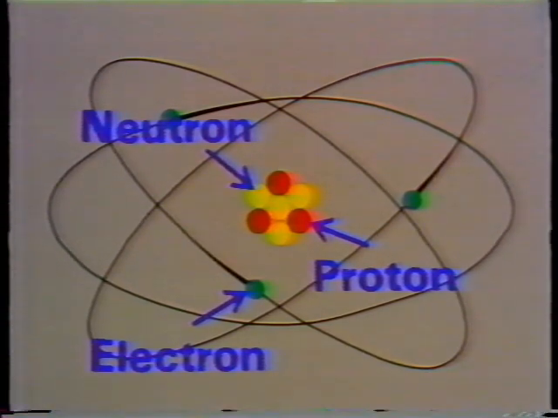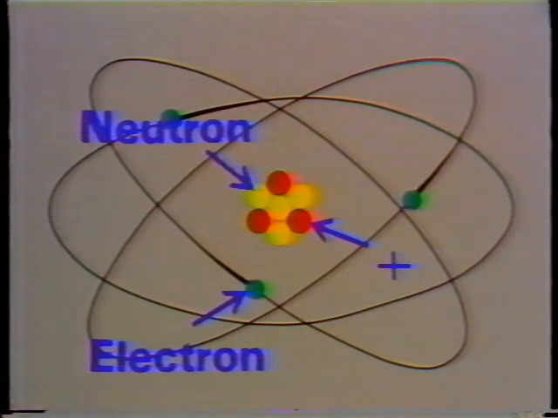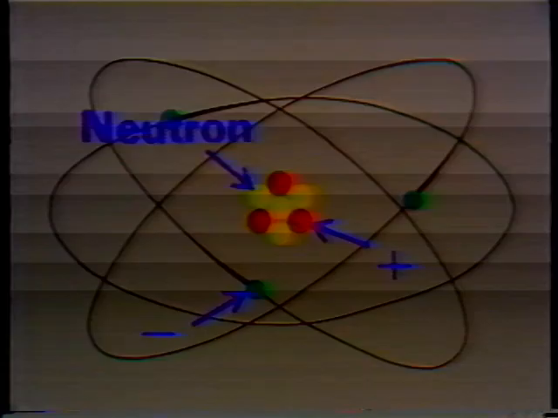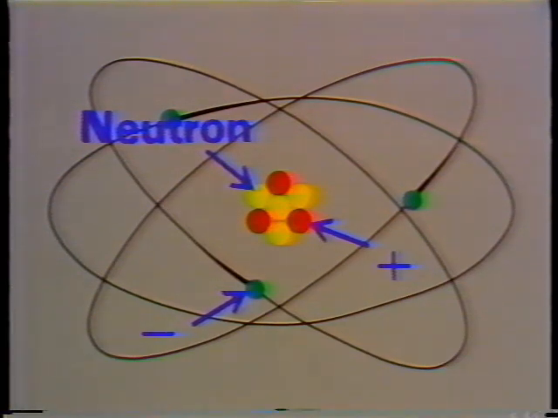Two of the three particles that make up an atom carry a charge. They're the ones we'll be concerned with. The protons carry a positive charge, and the electrons carry a negative charge. Neutrons are different. They don't carry a charge. They're neutral particles, so neutrons aren't really important as far as electricity is concerned.